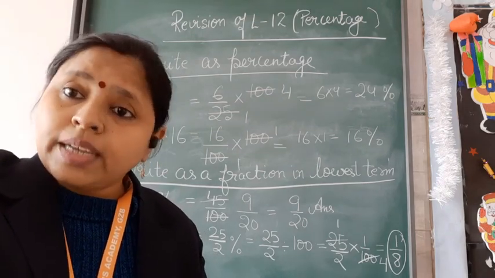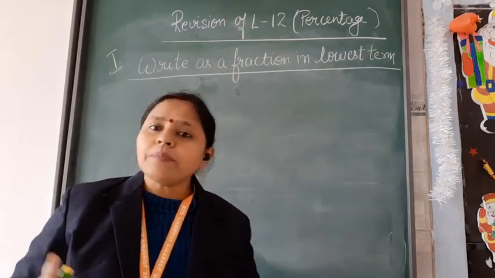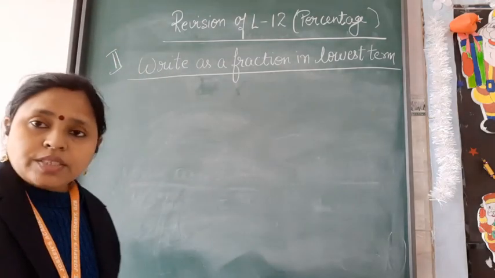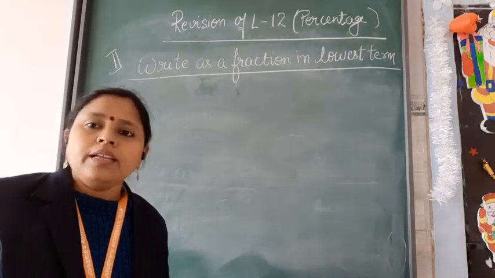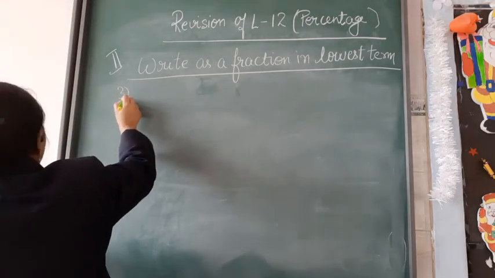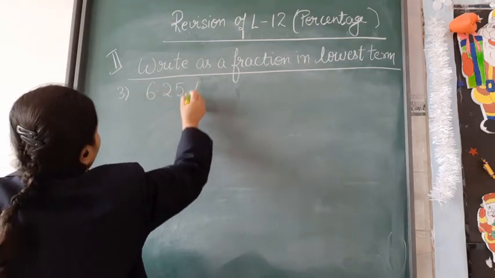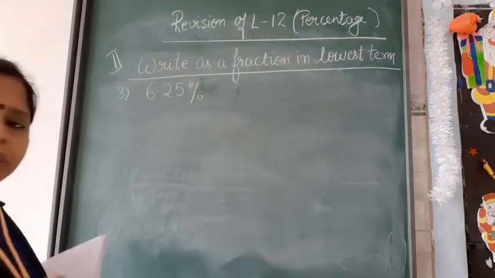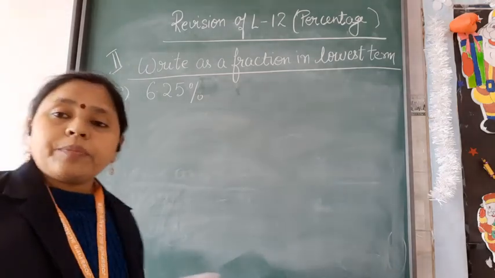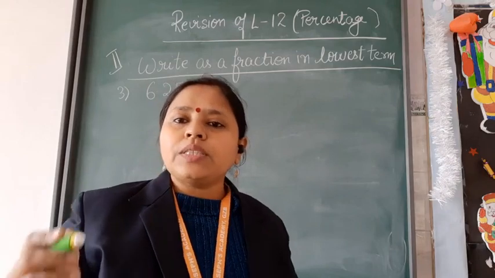So now let's move to the third part of question number 2. So now children, let's do the third part of question number 2. And what was the heading of the question? The heading of the question was: write as a fraction in lowest term. So the third part of this question is, the percentage is given in decimal fraction, right? 6.25%, right? And you have to write this 6.25% as a fraction in lowest term.